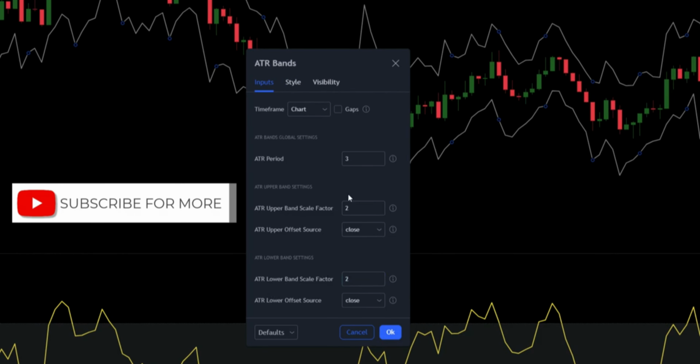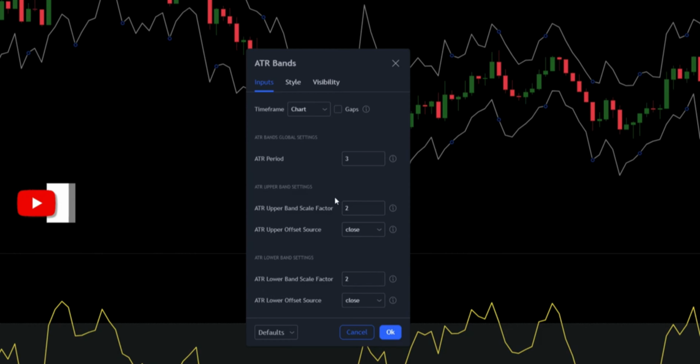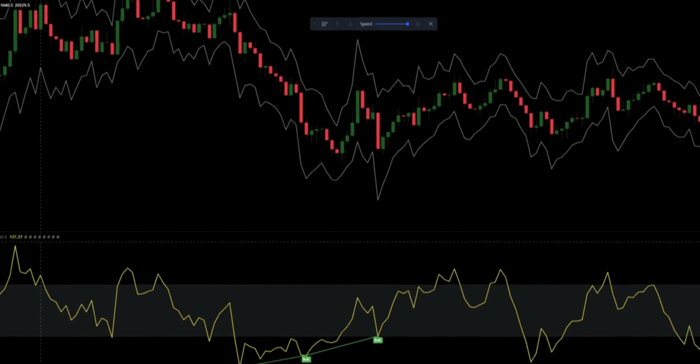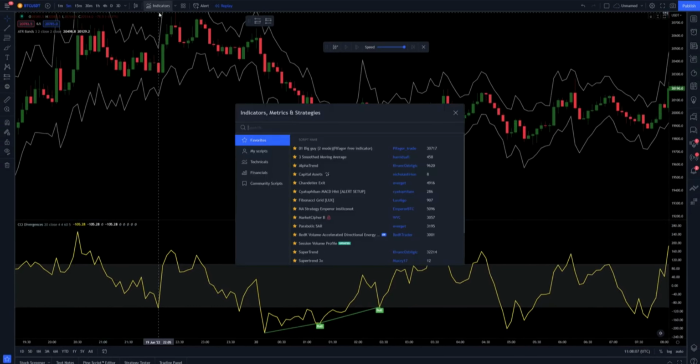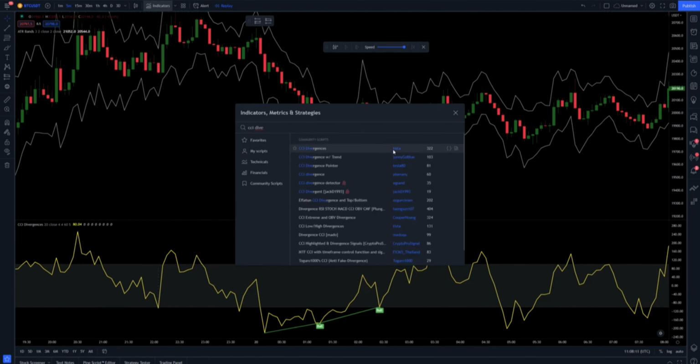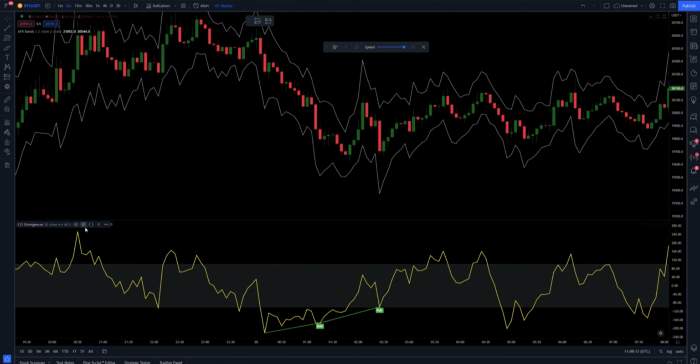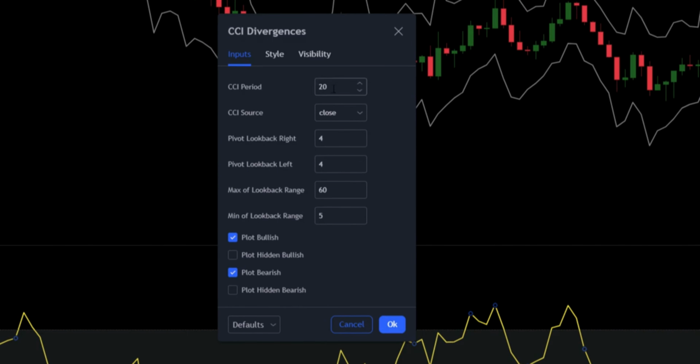Here's a textbook long setup. The 20 EMA crosses above the 50 EMA. Clean trend forming. CCI breaks plus 100 with a sharp bullish candle. Momentum confirmed. A bullish engulfing candle forms at the same time. Entry on next candle open.